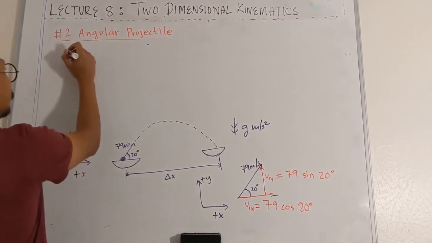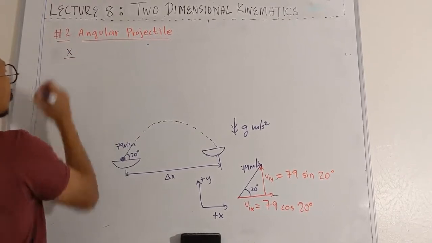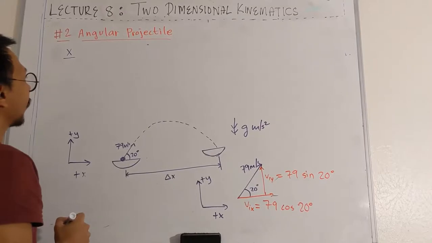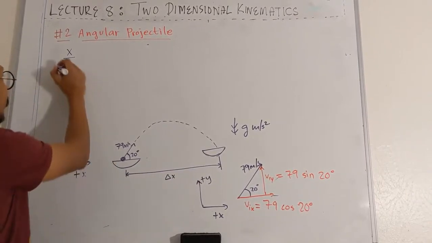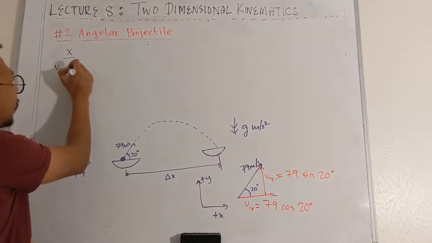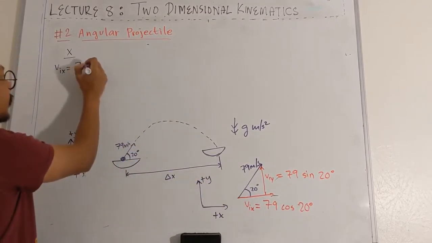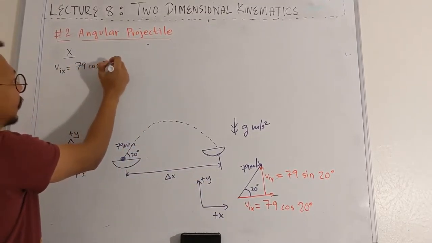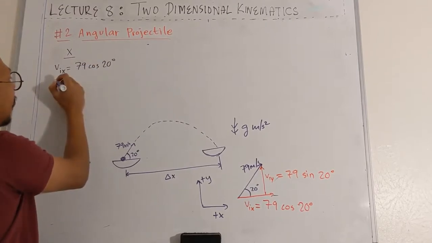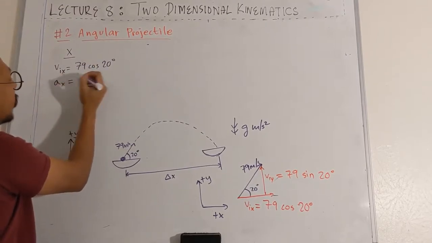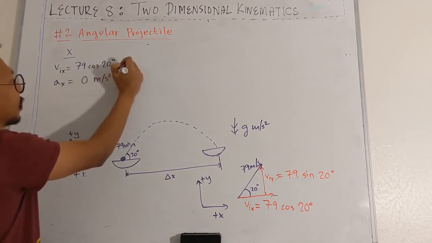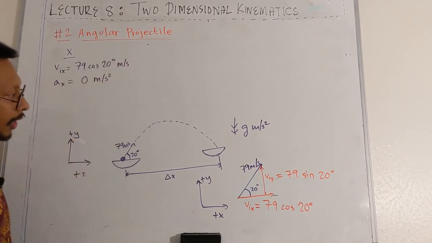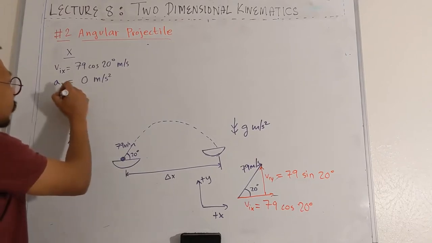All right, so this is your starting point for any problem with angular vectors. Now let's note down all of the variables in columns of x and y. What are the variables we know in the x direction? In the x direction, first of all, we know that Vix is 79 cosine 20, and also we know, as always, acceleration in the x direction is 0. Do we know the time? We don't know the time.